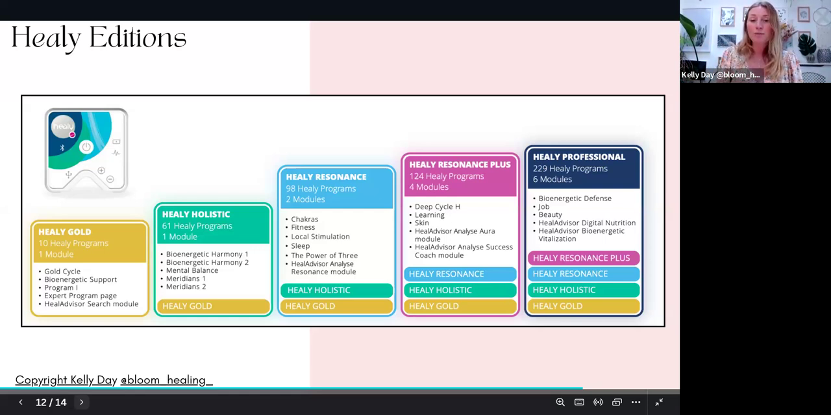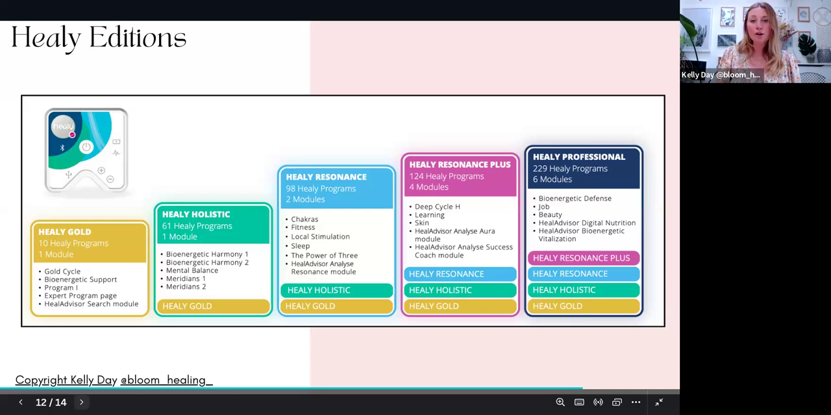Within the aura analyze feature, you're also able to capture and record the frequency of anything. So if you had a particular crystal, an oil, a flower, whatever it was, you can actually capture the frequency and record it in your Healy, and then send yourself those frequencies, or send those frequencies to somebody else, or your space, whatever. You can also do that with that function as well. So it's pretty amazing, the potential that you have with that.